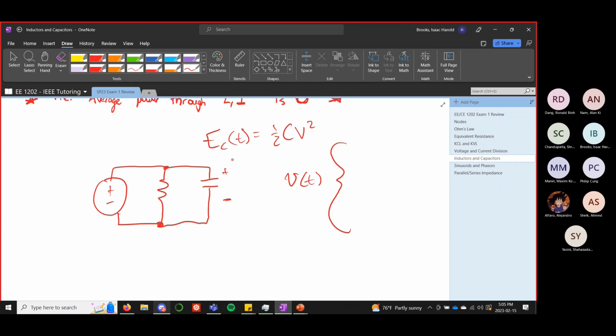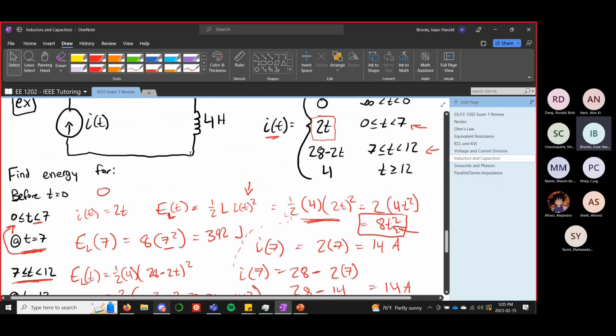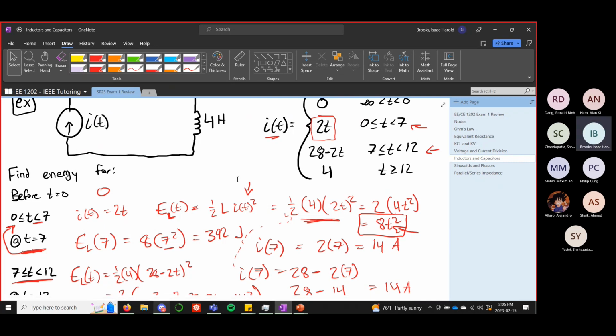Okay, so we can move on past this one. Do you guys understand this example? There might be a question like this, either inductors or capacitors, on your exams. Okay, but any other questions, we can come back to this later too.